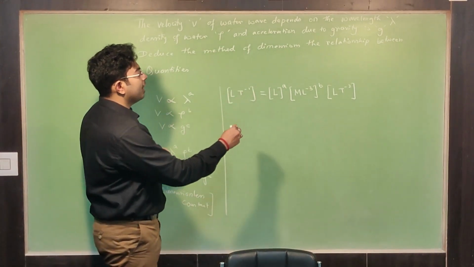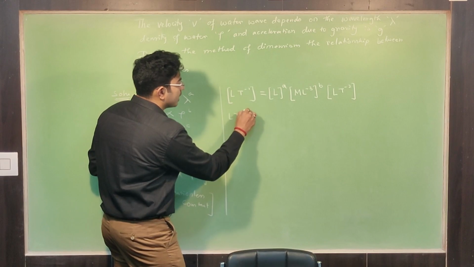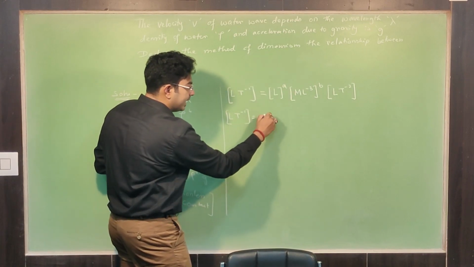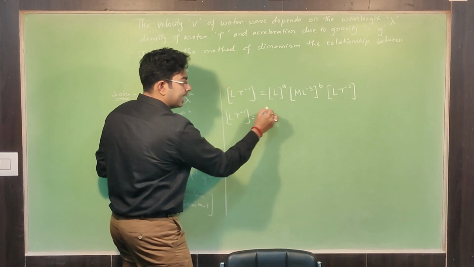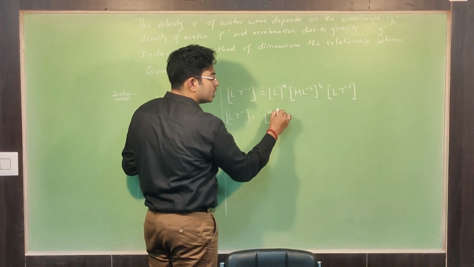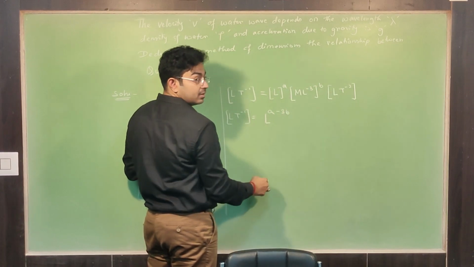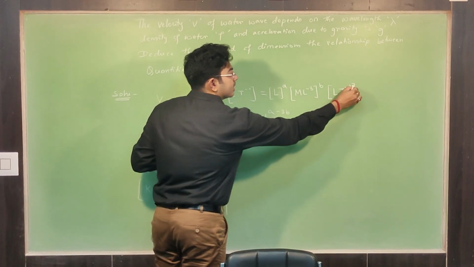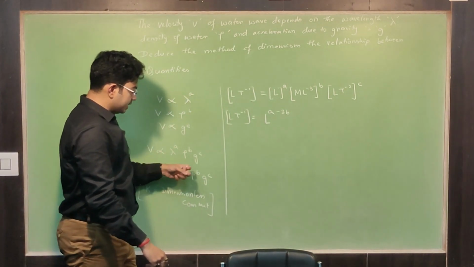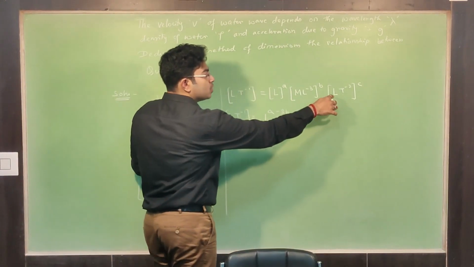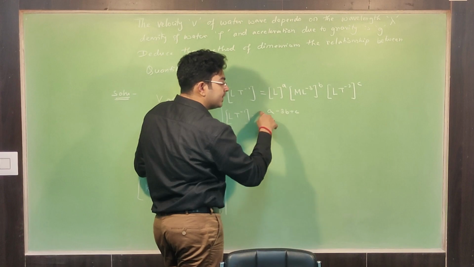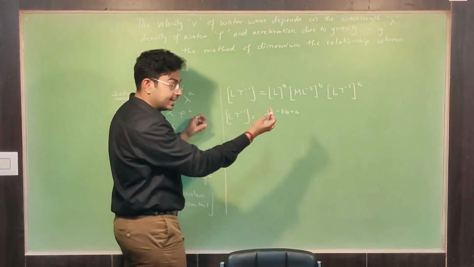Now what you have to do here: L t to the power minus 1 is equal to, what is the power of L? Power of L is A, and what else? L to the power minus 3, and B is also there, that's why minus 3B. And what else is there? L to the power minus 2, that was C, right? G to the power C. So what will be this one? L to the power plus C. So this is the power of L on the right hand side.